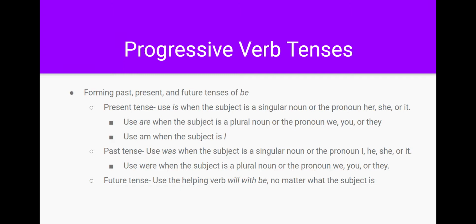Okay. Past, use was when the subject is a singular noun or pronoun I, he, she, or it. Or use the word were when the subject is a plural noun or a pronoun we, you, or they. Or you're going to use present tense, use the word is when the subject is a singular noun or the pronoun he, she, or it. Use the word are when the subject is a plural noun or the pronoun we, you, or they. Use am when the subject is I. Okay? Go back to these slides if you are confused or have problems or need questions.